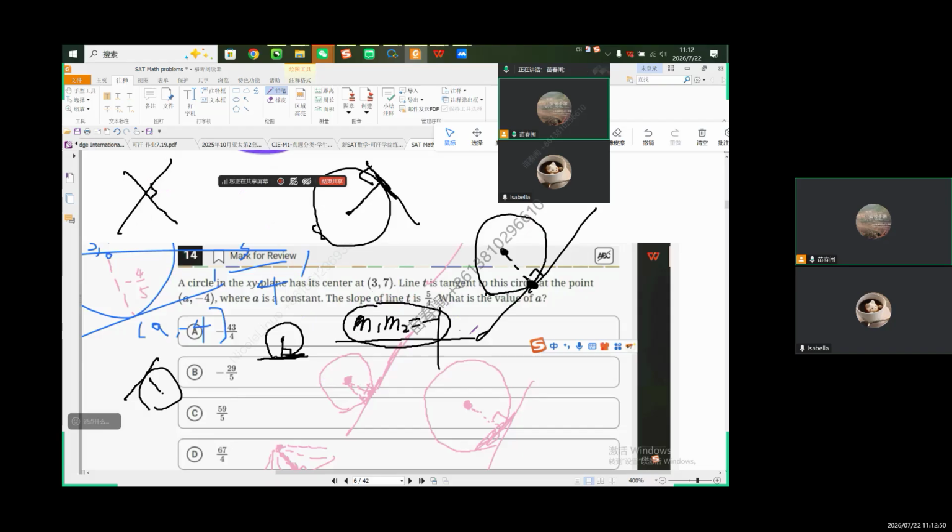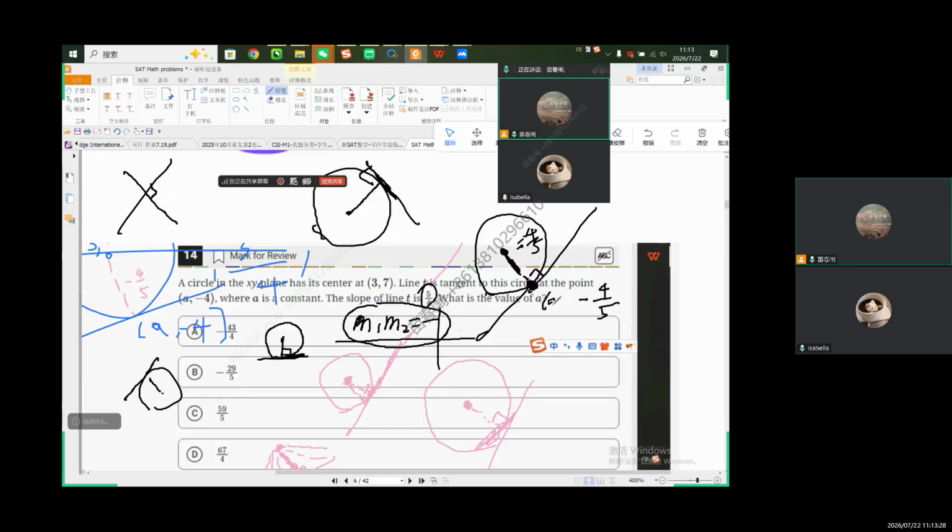Since I have m1 times m2 equals -1, and one m is 5/4, the other one must be -4/5, right? Does that make sense? So then it has to be -4/5. Oh, okay. Yeah, it's the opposite reciprocal. So now basically I know the slope for this one is -4/5.